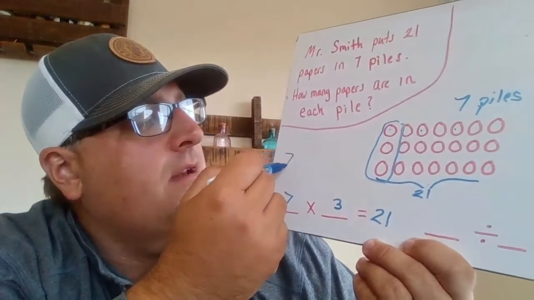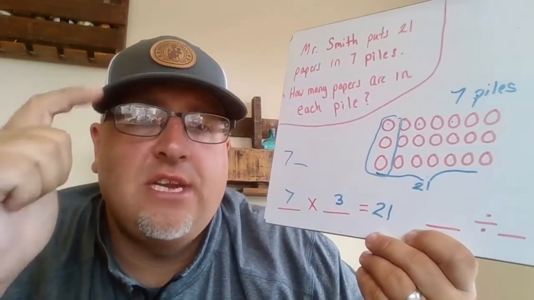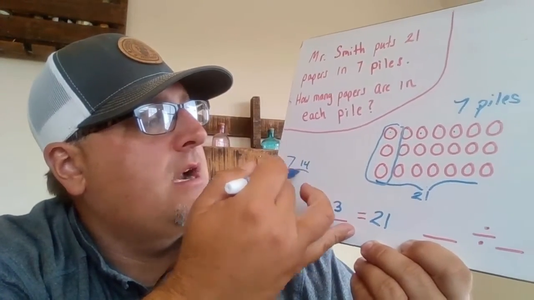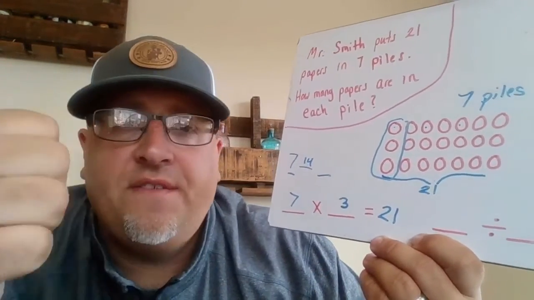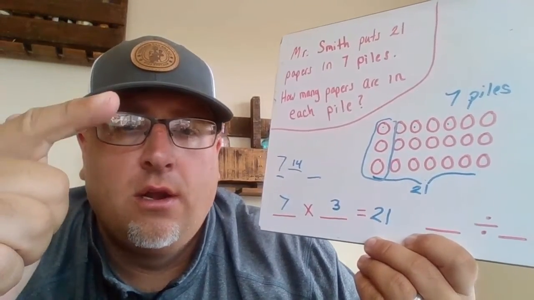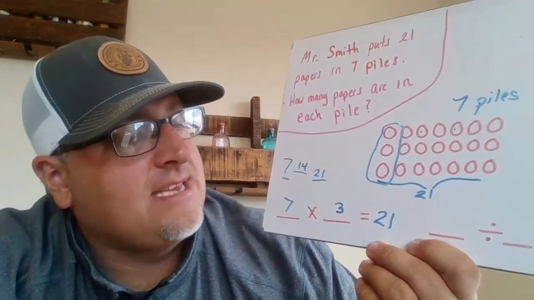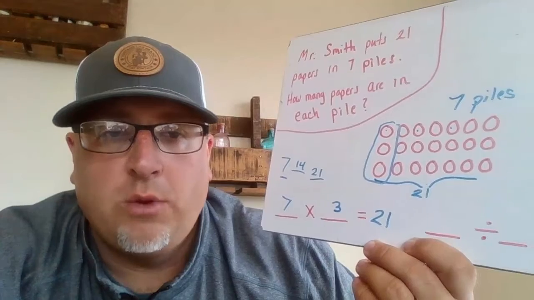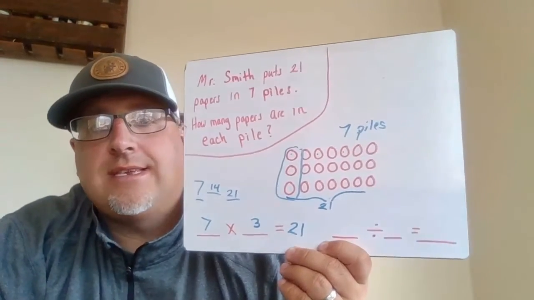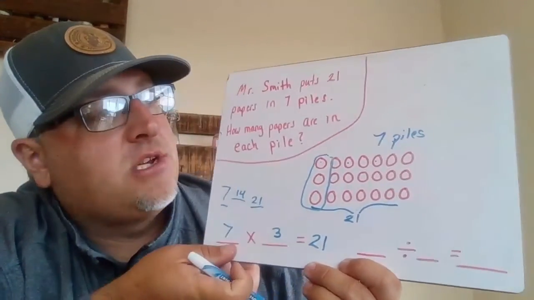All right, so we know we have 7. Let's count up again. 8, 9, 10, 11, 12, 13, 14. Count it up twice there. One more time. 15, 16, 17, 18, 19, 20, 21. Yep. All right, so that checks out. 7 times 3 equals 21. So 21 papers, 7 piles with 3 in each. That's our multiplication problem right there.